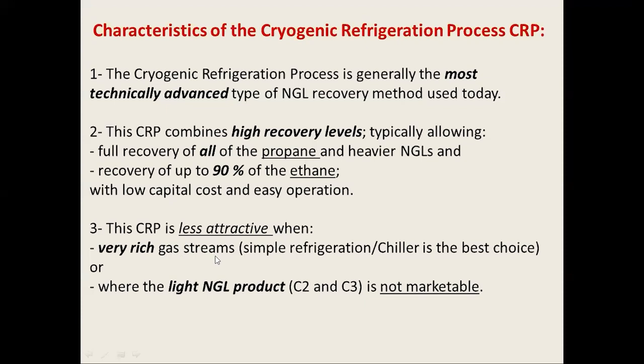All right. When we have a very rich gas stream, it's better to go to the simple refrigeration. Propane chiller or freon chiller is the best choice when we have very rich gas, with high concentrations of heavier carbons, or where the light natural gas liquid product, C2, is not marketable. When there is no demand for C2, why would you buy the method that liquefies the ethane? You just leave the ethane with the methane as long as it is below the 4.3% maximum concentration.